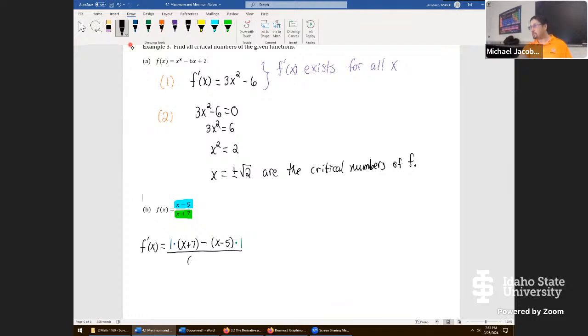Then down below, you take the bottom and square it. I'll put that one in green just because that's an easy one to miss. The denominator is what gets squared. And that's our whole derivative.